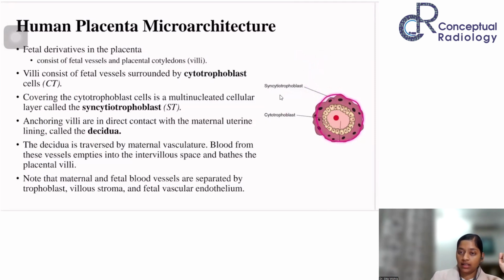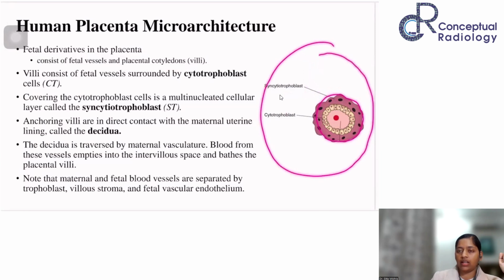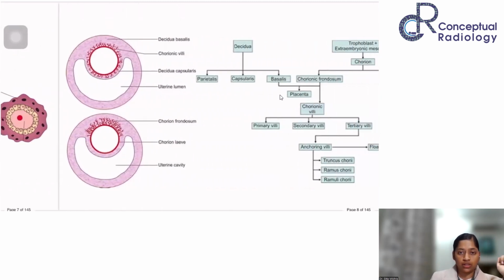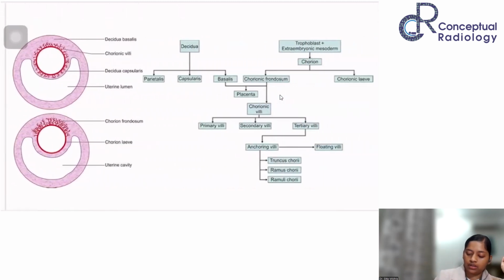Imagine this is the villus, and the surrounding area is the intervillous region. It will be filled with the maternal blood. So the exchange will happen across these layers. There will be no communication. Okay. So this was the microarchitecture. So the decidua, which is the maternal part. So we're discussing how the placenta forms.